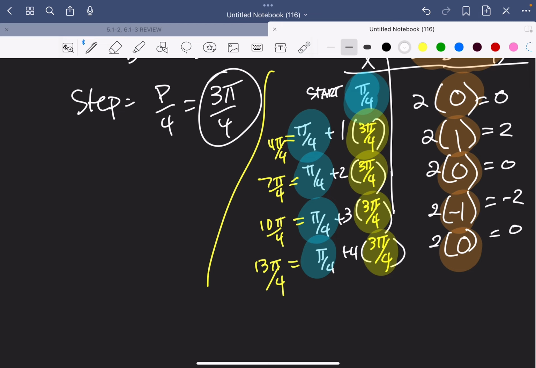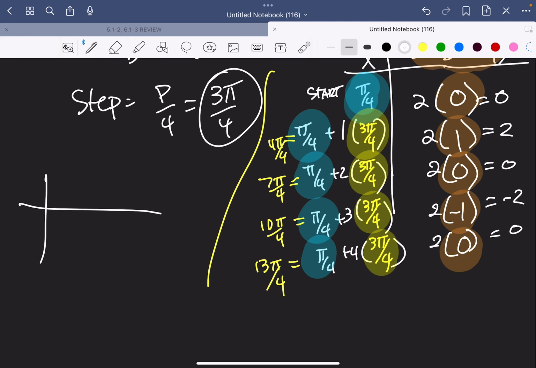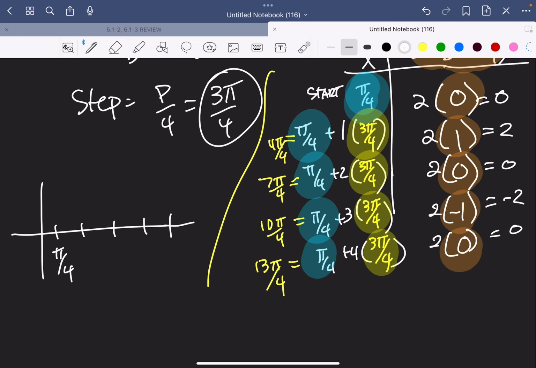So let's graph that thing. Again, from our steps, I start off at pi over 4. And I take 1, 2, 3, 4 equal size steps. I end up at 4 pi over 4, because each step is 3 pi over 4. I go to 4, 7, 10, and 13. And yes, we could simplify some, but I think it just helps to see it.